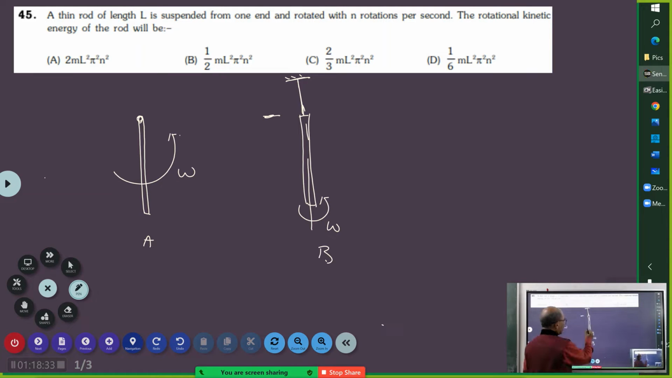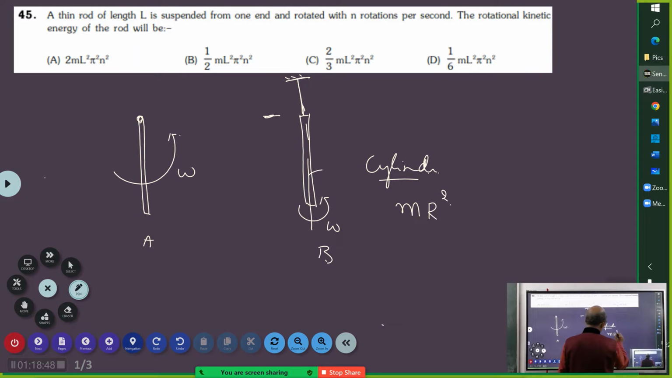Arun, this rod will be like what? It's like a cylinder. When it is rotating about the axis, then the moment of inertia of the cylinder is MR square. What is R? R is the radius of it. Got it? So what have they given? It is a thin rod. See, that boy is correct.